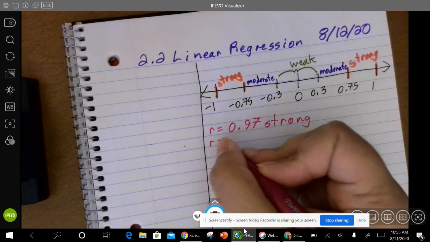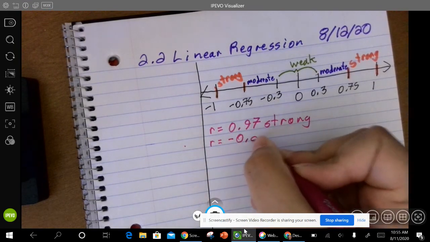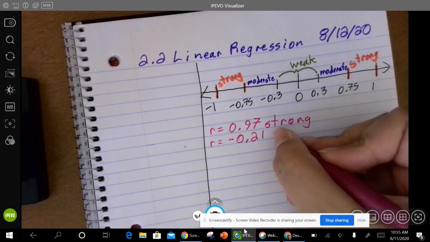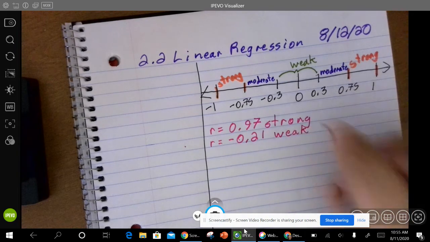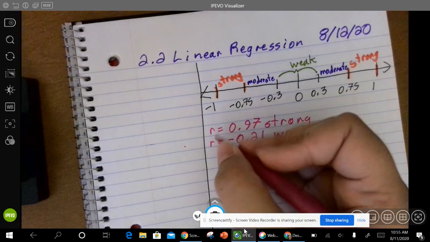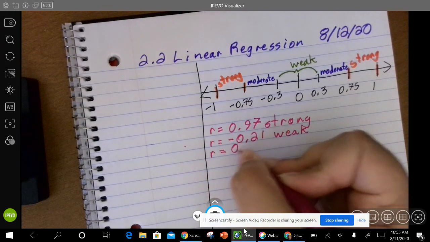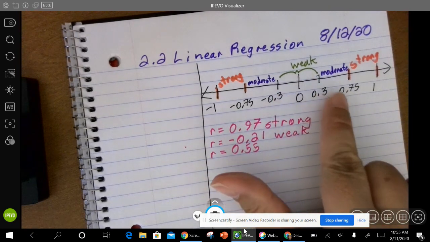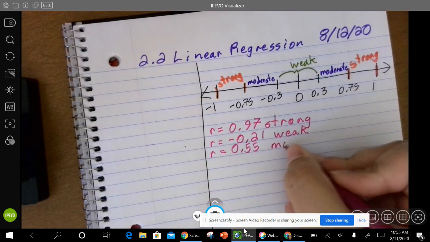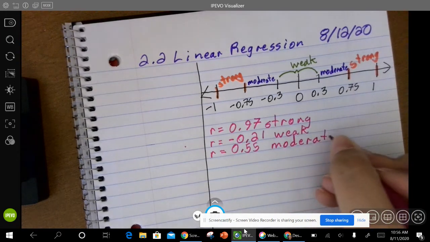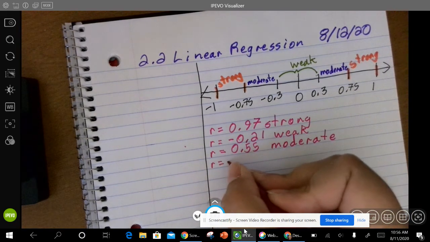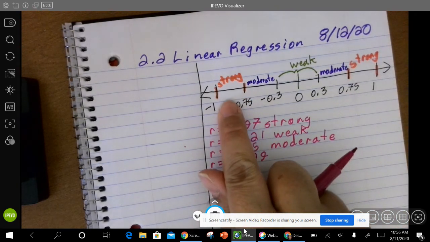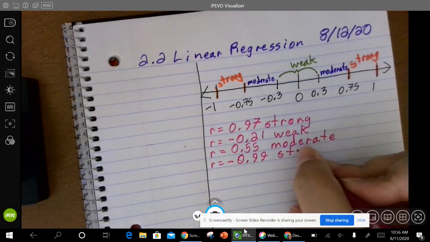If we had -21/100, you'll see that would fall right here. So that would be weak. So we're describing the correlation using our R value. If it's 55/100, that would be right here, so that would be moderate. If it was -99/100, everybody, that would be right here, so that would be a strong value, a strong correlation.